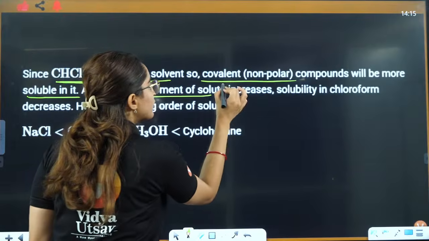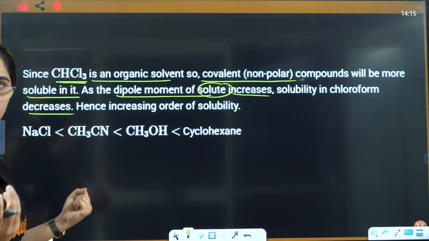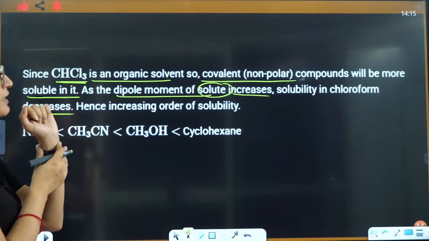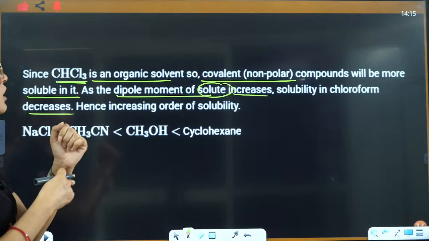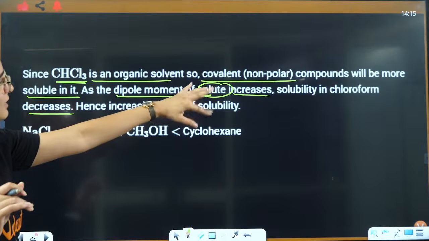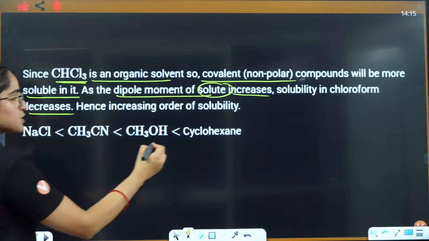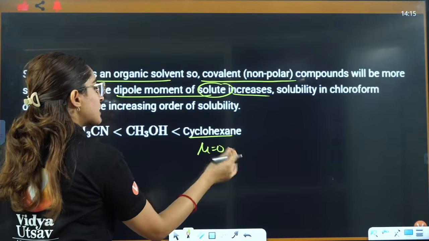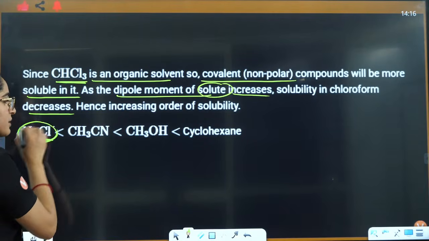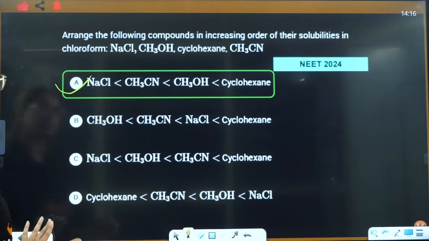As the dipole moment of the solute increases, solubility in chloroform decreases. The more the dipole moment, the less the solubility in chloroform, because chloroform is an organic solvent. So we want a covalent, non-polar compound here. Whenever the dipole moment increases, solubility will decrease. Hence this one has mu equal to 0, so it has maximum solubility, and here maximum polarity is there, so it has minimum solubility. So the answer is A, the correct answer here.